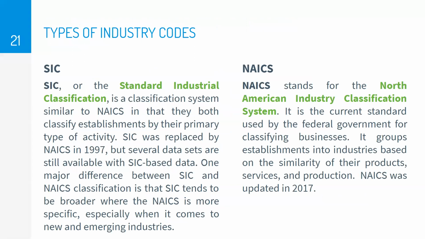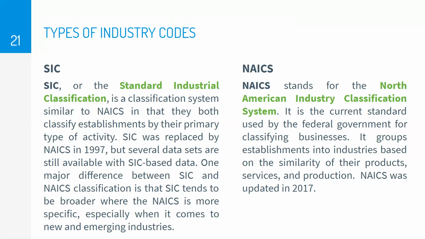There are 2 different types of industry classification codes, SIC, the Standard Industrial Classification, and NAICS, the North American Industry Classification System. NAICS is the current classification system used by the federal government for classifying businesses. It groups establishments into industries based on the similarity of their products, services, and production. The NAICS was updated in 2017, and we can expect another update in 2022. NAICS can be frustrating because it's quite broad.